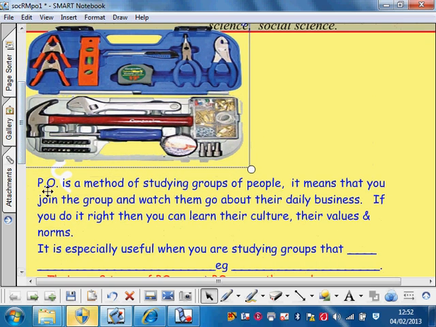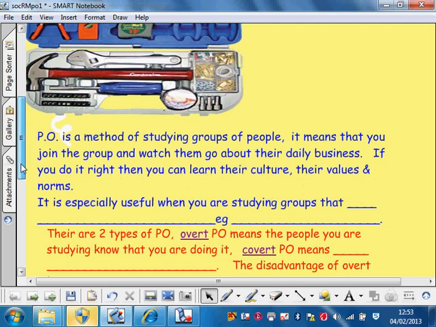Okay, very quickly. PO, participant observation, is a method of studying groups of people. It means that you join the group and watch them go about their daily business. If you do it right, then you can learn their culture, their values and norms. It's especially useful when you're studying groups that, for some reason, wish to hide what they're doing, e.g. criminal gangs. If you want to know how drug dealers organise being a drug dealer, you need to use this method. Think about it. If you give drug dealers questionnaires to fill in, they won't.